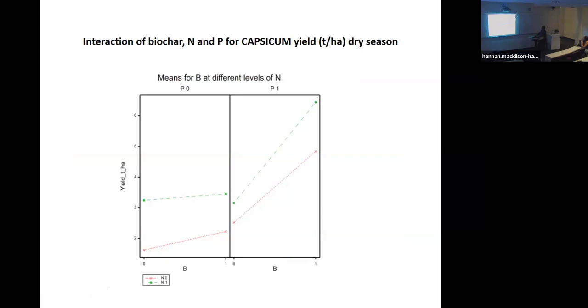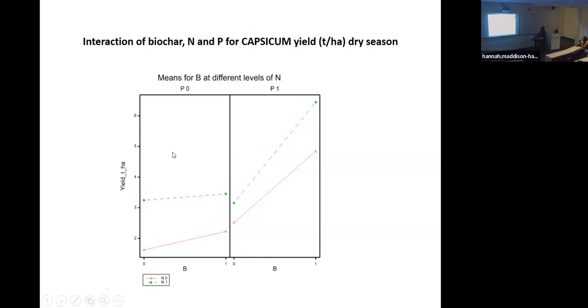Let us go to this slide. This slide is explaining the interaction between biochars, nitrogen, and phosphorus for capsicum production in the dry season. Biochars is here: the bottom line is without biochars, and the other is with biochars. The red line is with the absence of nitrogen, and the green one is with the nitrogen.